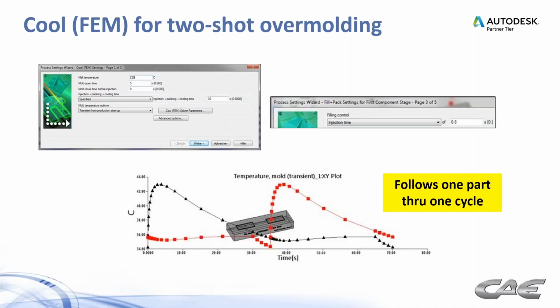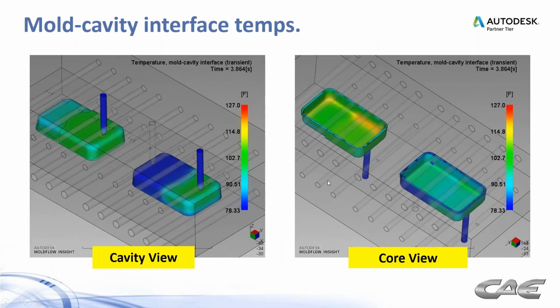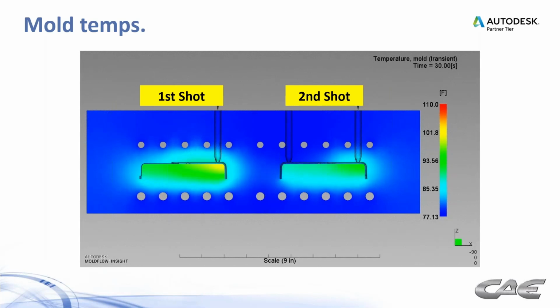And this is just a snapshot of how this plays out. If you track the temperature of the mold in the first shot cavity, that's how that looks, and then here's how the second shot cavity plays out. And here's just an animation of that over time. So cavity view on the left, core view on the right. You can see temperatures fluctuating as the cycles run through. And then you can also look at that from the cross-sectional view as well.